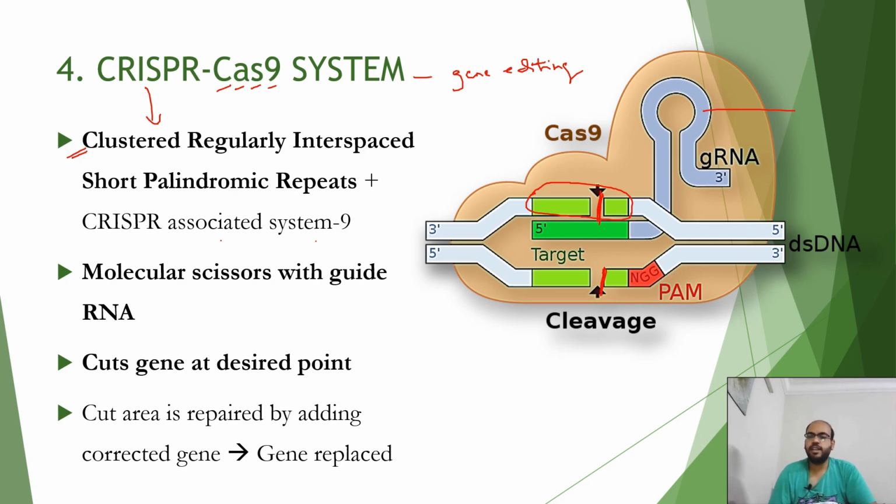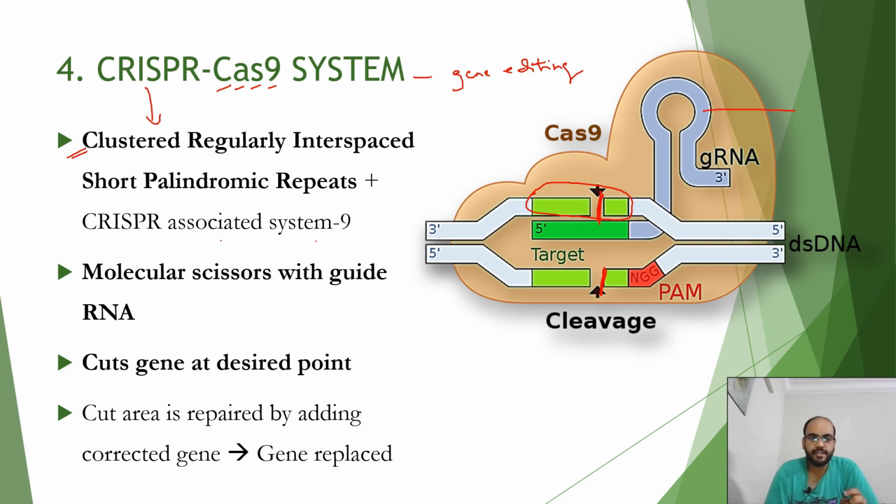So what actually happens? It works the same as TALEN. The only advantage is that CRISPR is more precise. So the problem of inadvertent cutting is not there. You can actually scan and cut it at a proper place.